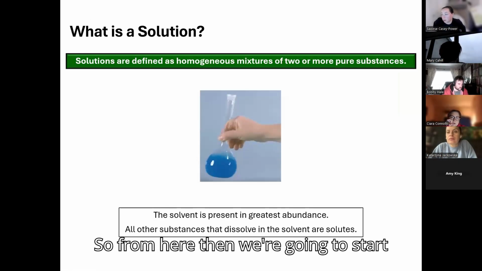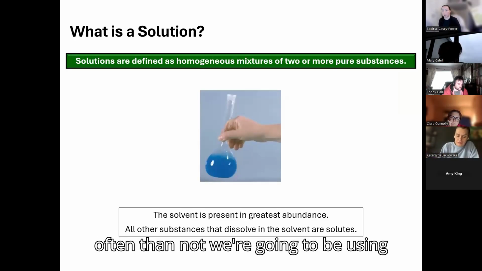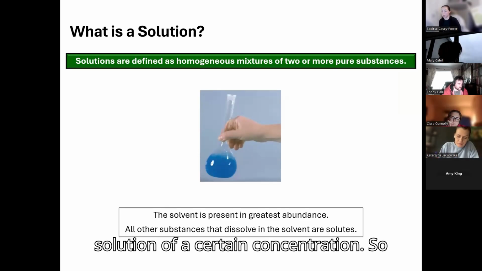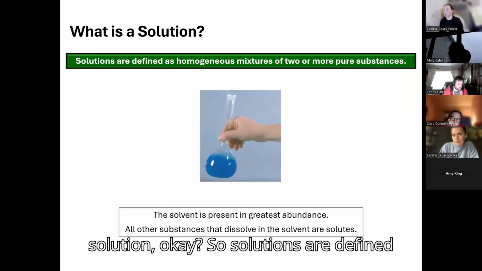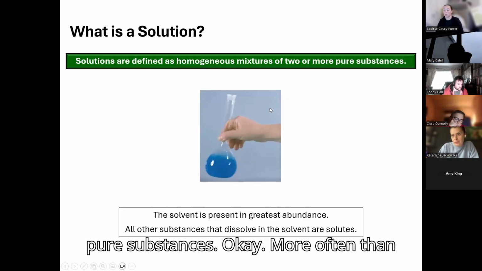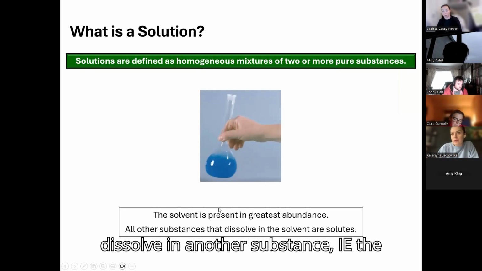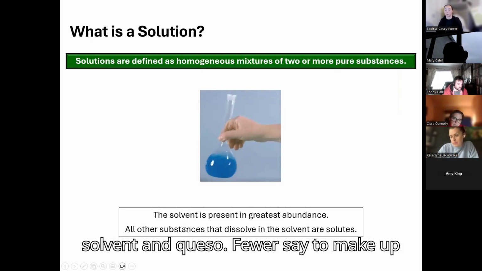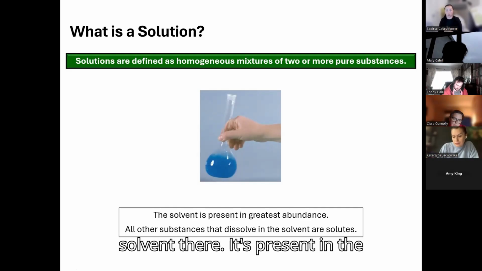So from here, then, we're going to start talking about solutions. More often than not, we're going to be using chemical reactions that involve a solution of a certain concentration. So we'll get started on what a solution actually is. Solutions are defined as a homogeneous mixture of two or more pure substances. More often than not, you'll have one substance that's dissolved in another substance, i.e. the solvent. So if you were, say, to make up a salt solution, your water would be the solvent there. It's present in the greatest abundance.